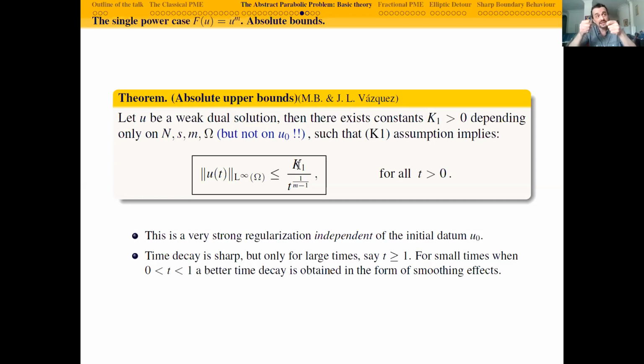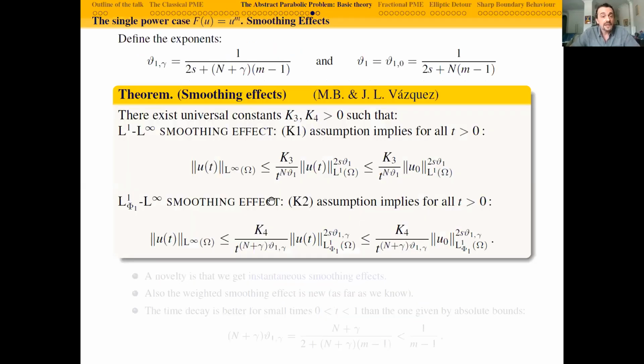And what Alessandro basically was asking was, is the sharp time behavior equal for small and large times? And the answer is no. This is the sharp one for t greater than 1, or greater than 27. And these kinds of smoothing effects hold for small times. Well, they hold for all times, but they are sharp only for small times. Okay, and here you see, you cannot forget about the initial data.